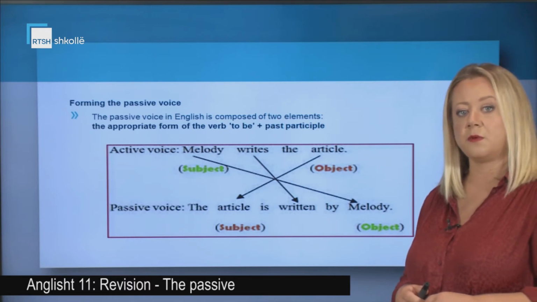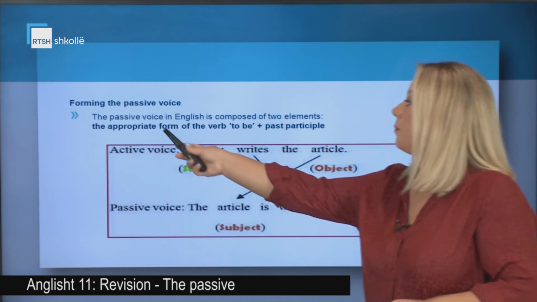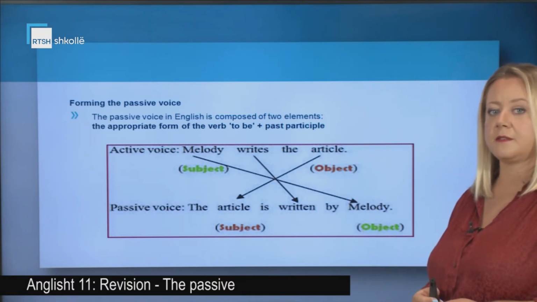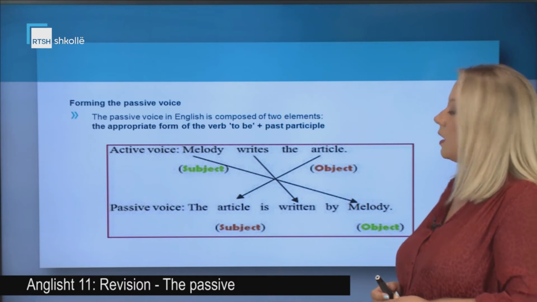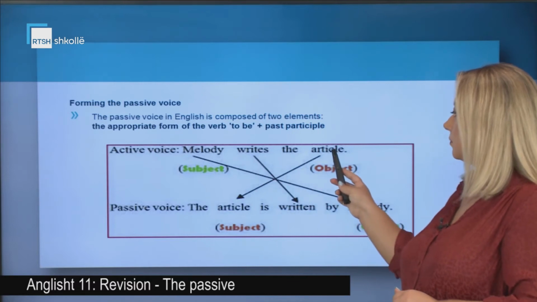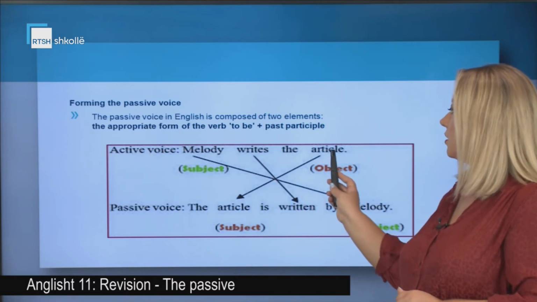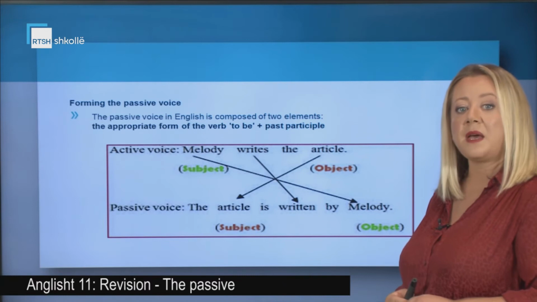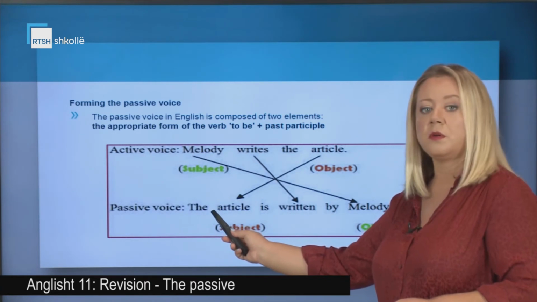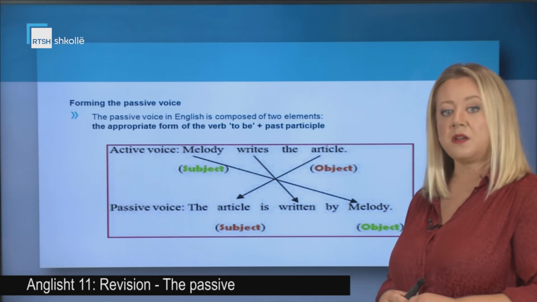How to form the passive voice? The passive voice in English is composed of two elements: the appropriate form of the verb to be plus the past participle of the verb of the sentence. Look at the example. In the active form, the sentence is: Melody writes the article. Melody is the subject, writes is the verb and the article is the object. In the passive form, the object of the active sentence becomes the subject of the passive sentence, and the subject becomes the object.